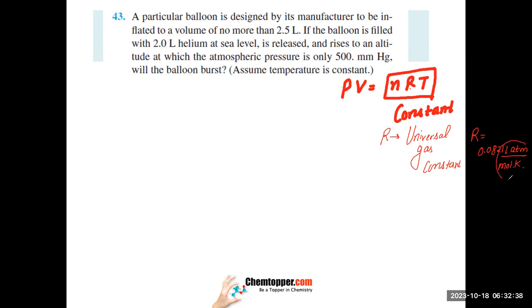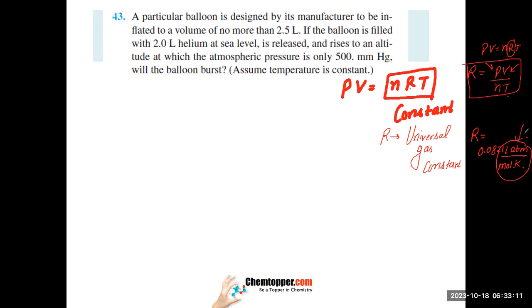If you are getting confused with the unit, Afan, you can do like this. PV equals nRT. Rearrange the equation. Isolate R. When you isolate R, it becomes PV over nT. The unit of P is atm, V is liters, n is mole, T is Kelvin. Afan, rearrange like this and then try to derive the unit. Then you will get exactly this, right?